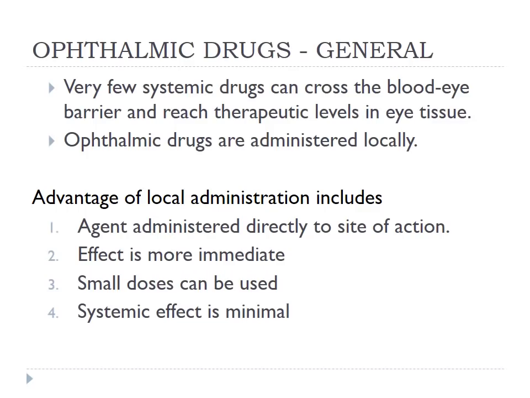Okay, so here is the quick and dirty lecture. There are very few systemic drugs among ophthalmic medications, because you've probably seen a lot of these drugs before. They can cross the blood-eye barrier and reach therapeutic levels in eye tissue. So a lot of these drugs we're going to see are topical. There are very few that are going to be used systemically.